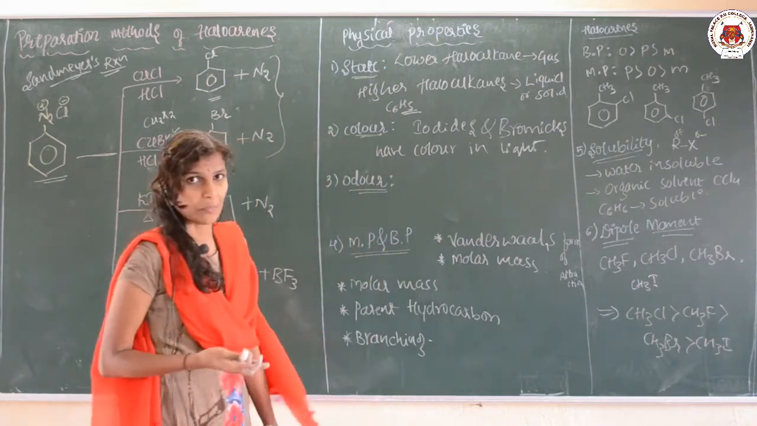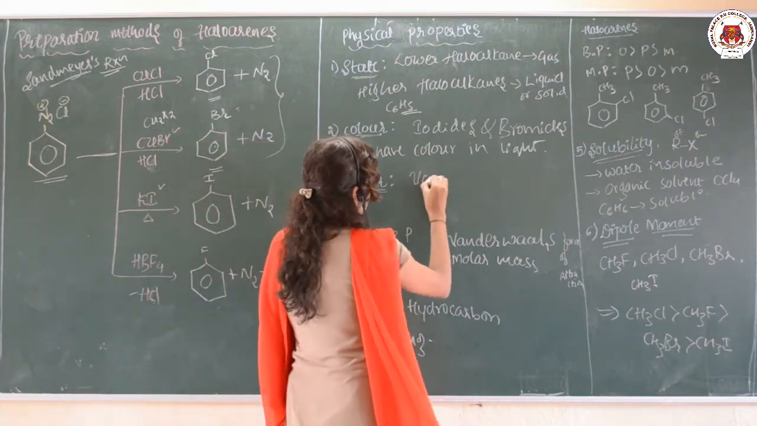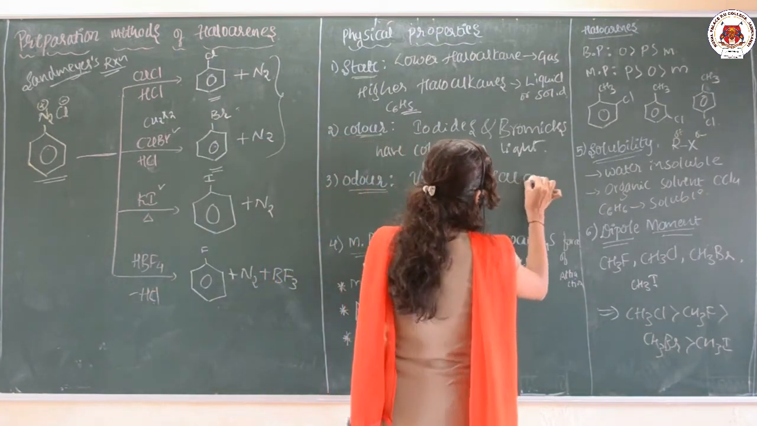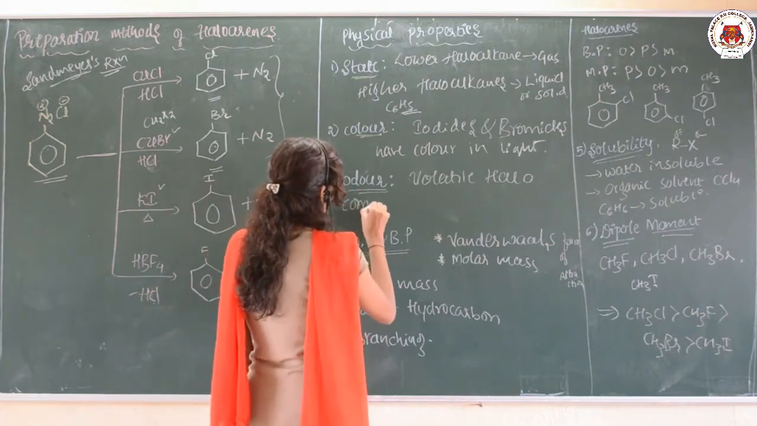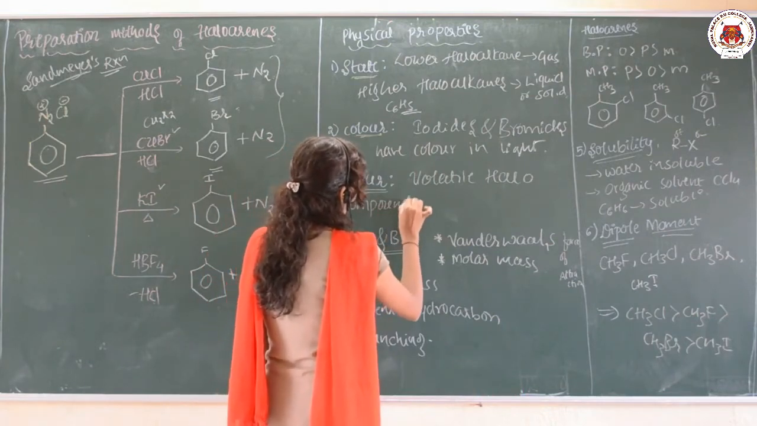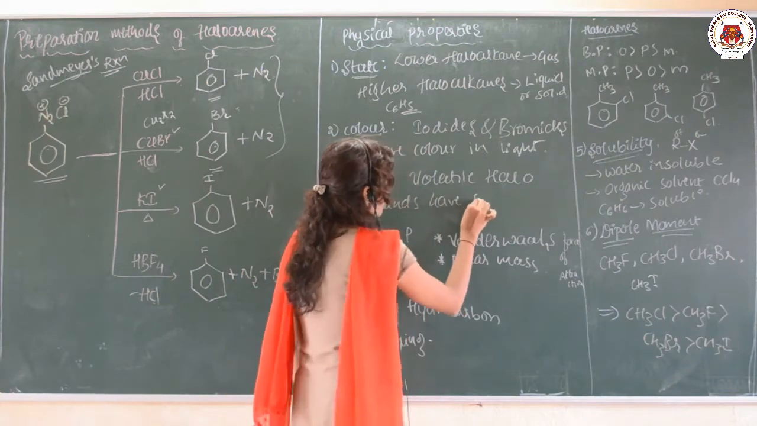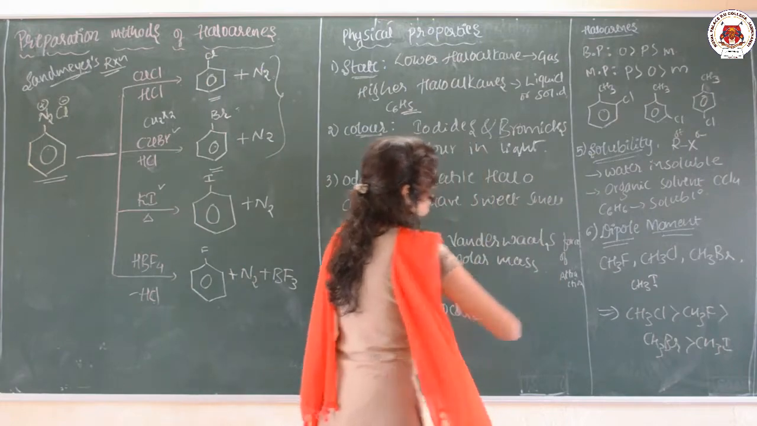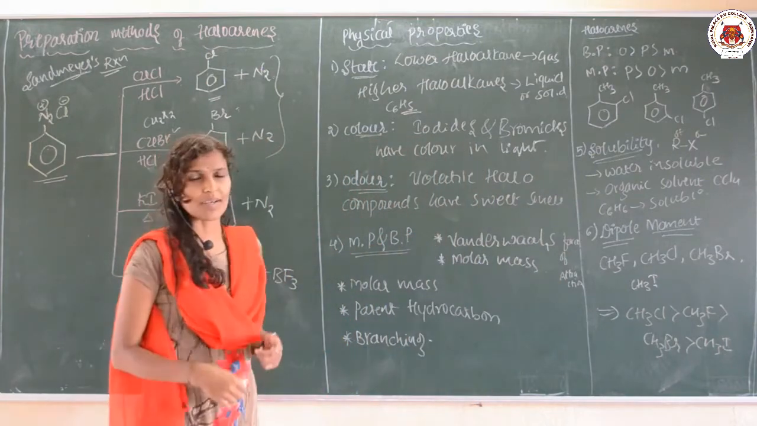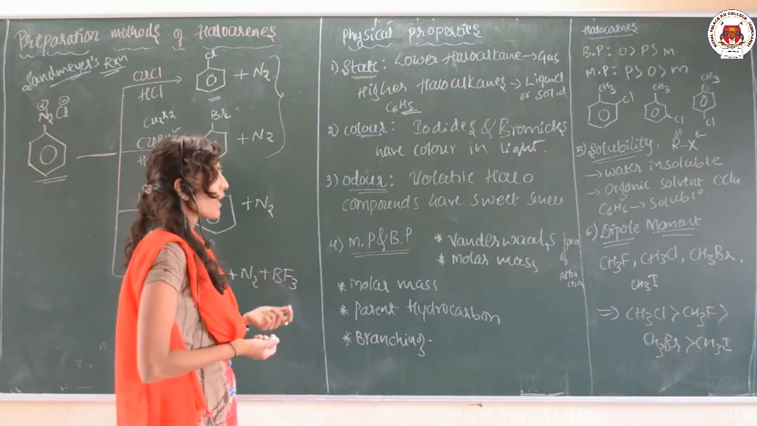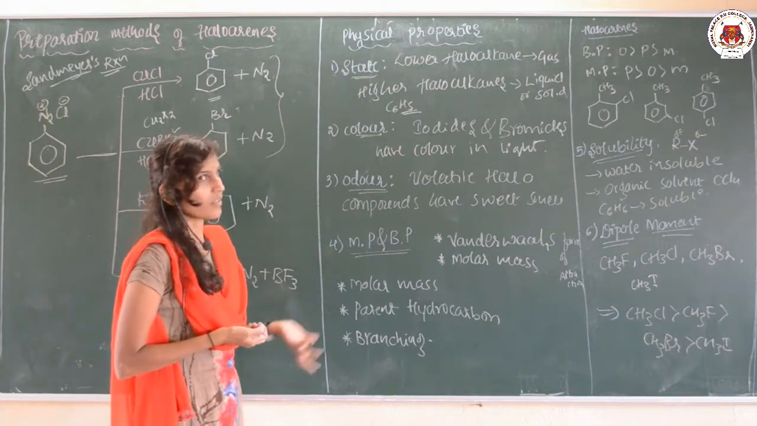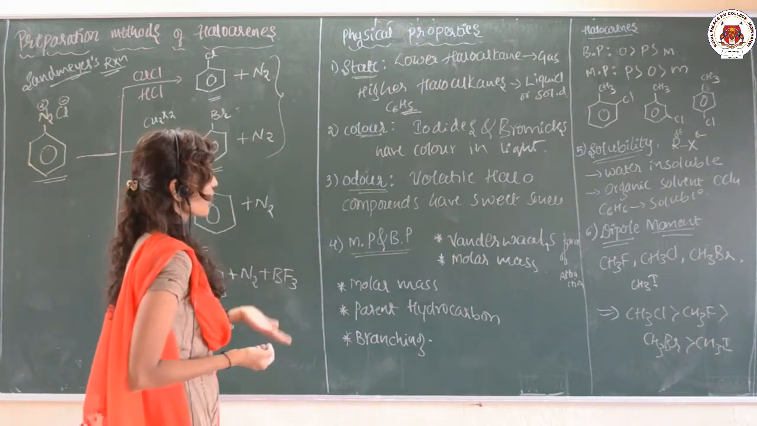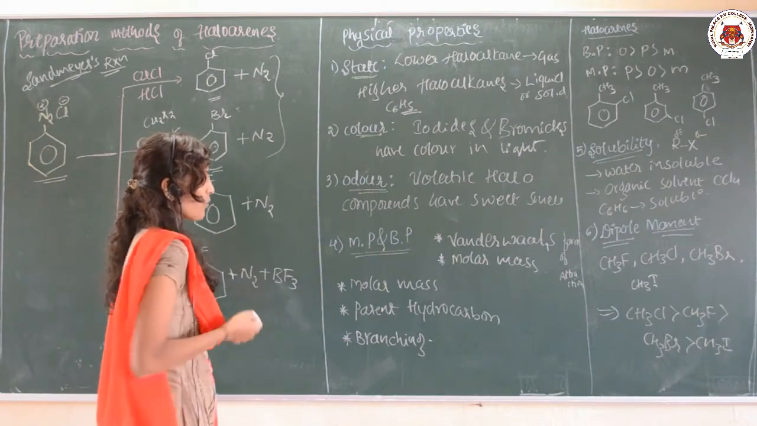Odor means smell. The volatile halo compounds have a sweet smell. Volatile means which can escape easily. Volatile halo compounds have a sweet smell. Okay, so state, color and odor are the 3 physical properties.